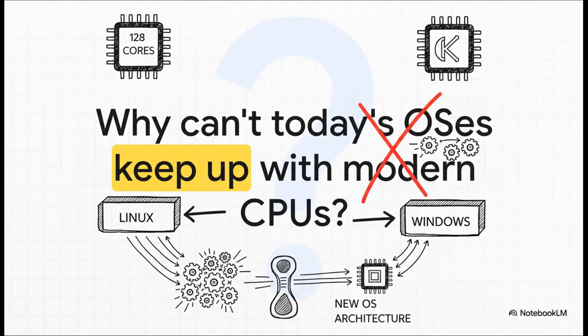Right, so you've got this absolute marvel of silicon, a 128-core CPU. You'd think, pretty logically, that as you add more cores, your performance just skyrockets. But with operating systems like Linux or Windows, something really, really weird happens. After a certain point, adding more cores actually makes things slower. How is that even possible? Well, the answer is a deep, fundamental flaw in the architecture at the very heart of the OS, the kernel.